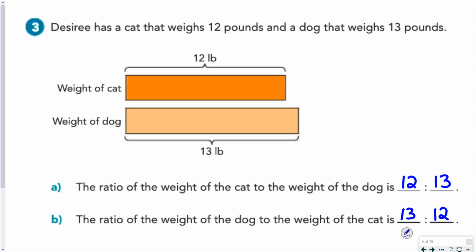And since the cat is listed first in part A, you put the cat's weight first and the dog's weight second. And in part B, the dog's weight is listed first, so you put the dog's weight first and the cat's weight second.